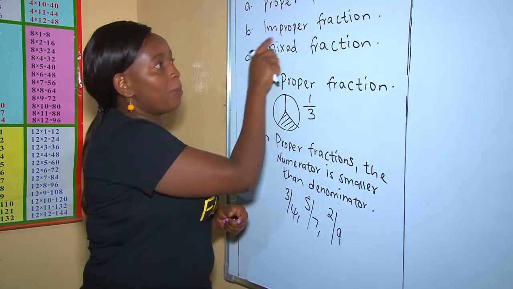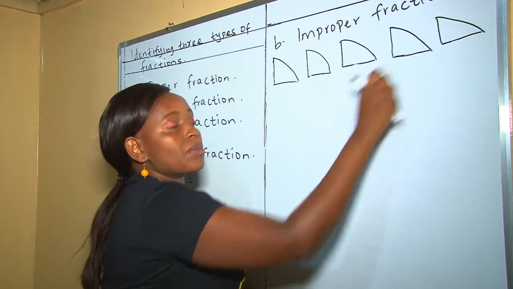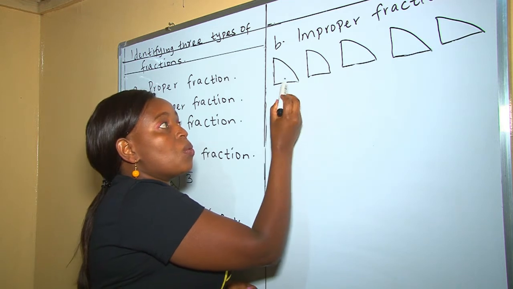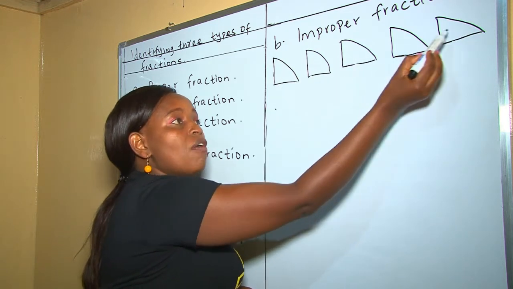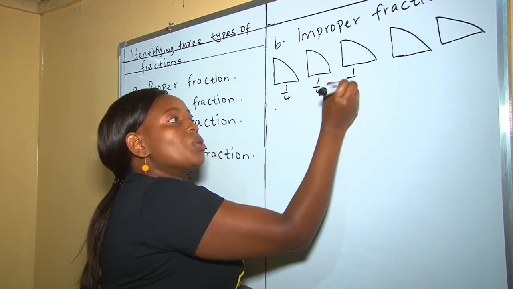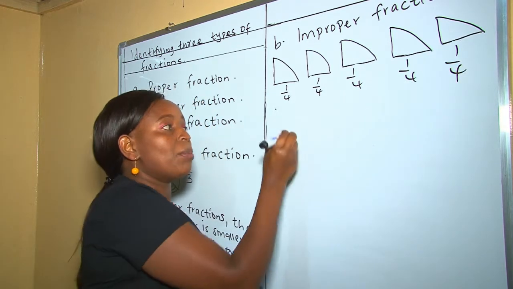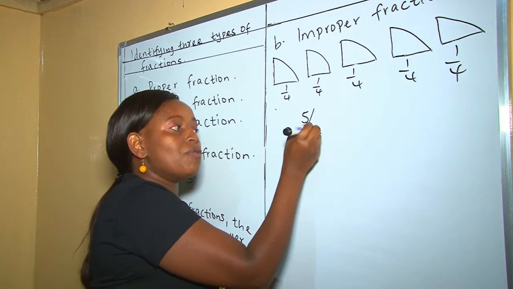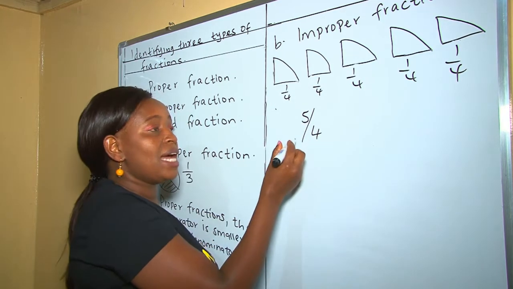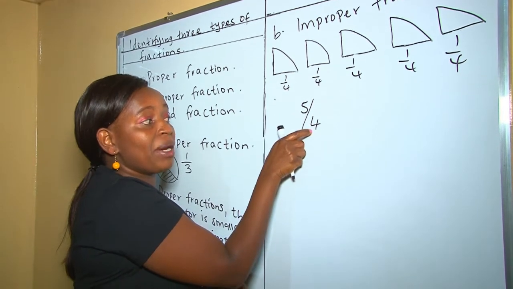Let's move on to improper fraction. As you can see here, these are quarters. How many quarters are here? 1, 2, 3, 4, 5. Therefore, to write this one as a fraction shall be 5 out of 4 because these are quarters. So 5 quarters. As you can see now, our number here on top is bigger than the number here at the bottom.